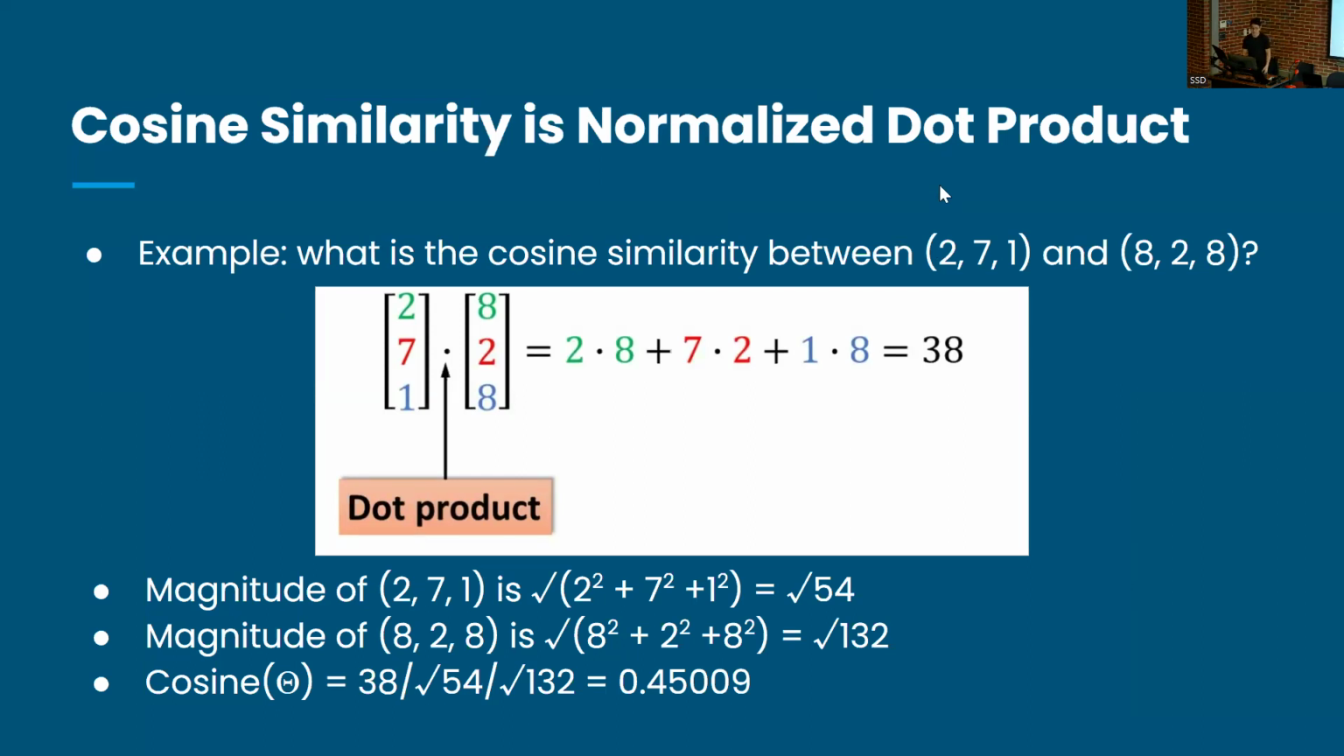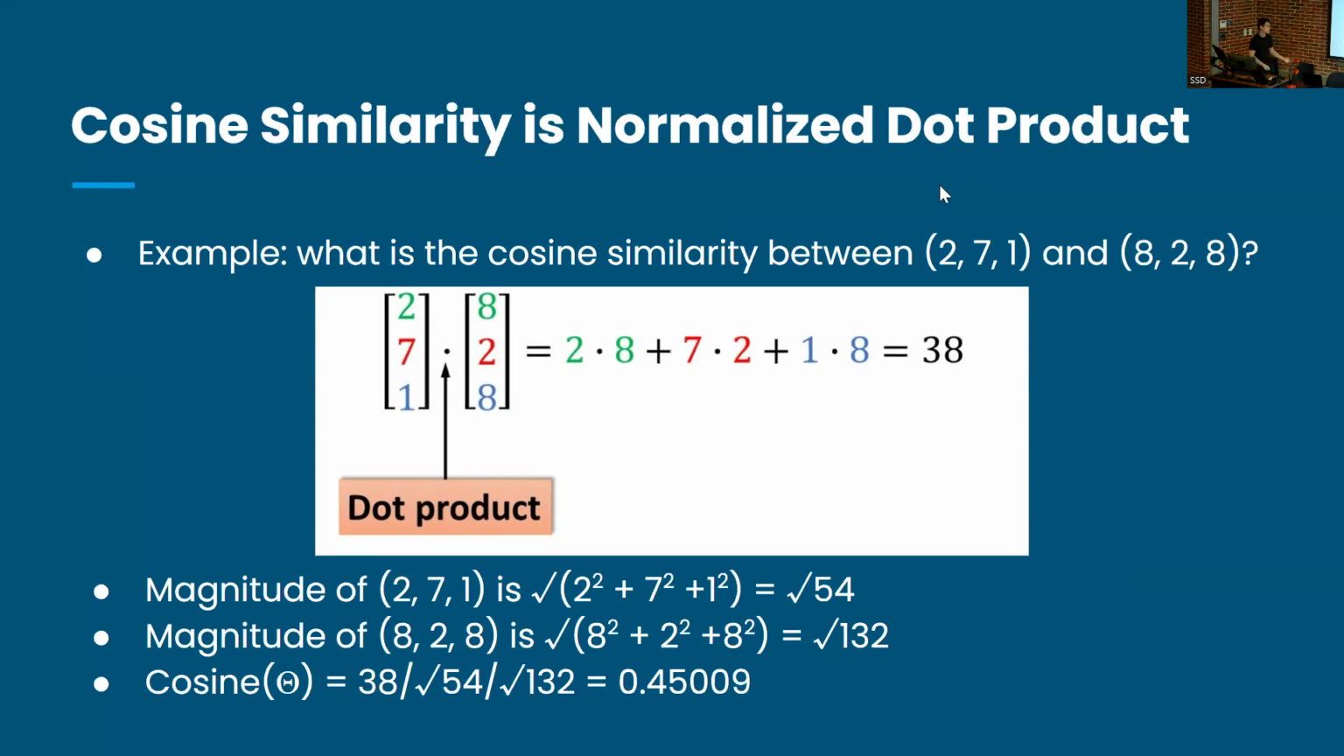Mathematically, if you're to calculate this, the dot product is where you take two vectors, go through each element within the two vectors, multiply them, and then add the results. So you put the vectors together and multiply across: 2 times 8, 7 times 2, and 1 times 8, and you add the result, you get 38. And we want to normalize it. We want the score to be something between -1 and 1. So we'll divide by their magnitudes.